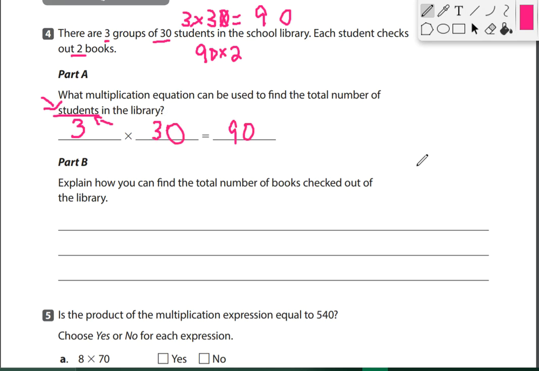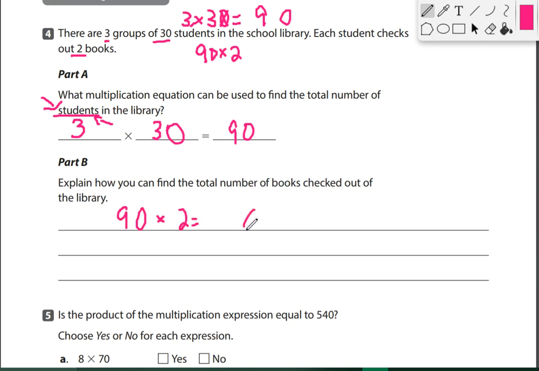All right, part B. Explain how you can find the total number of books checked out of the library. You're going to explain with math. They just gave you lots of room, so if you want to explain with large writing in math, you can go for it. So, to find the total number of books, we have 90 students. They're each getting 2 books.